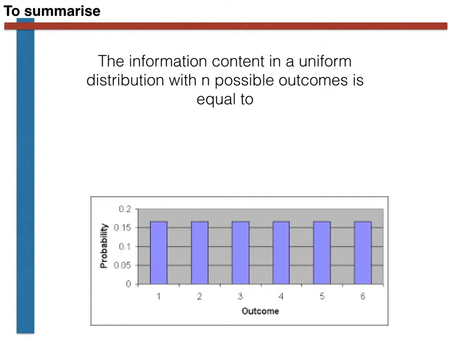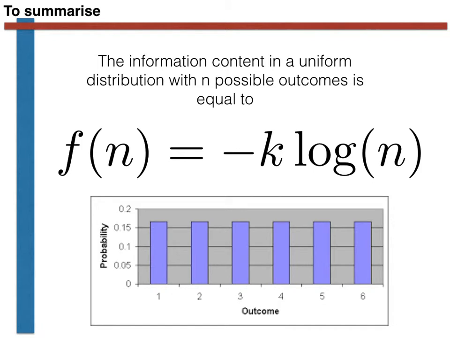I showed that this quantity was equal to minus k log n, as shown here. I further asserted that this is always the minimum amount of information that you can have about the outcome of an experiment with n possible outcomes, and that all non-uniform distributions with n possible outcomes would have information values that are higher than this.